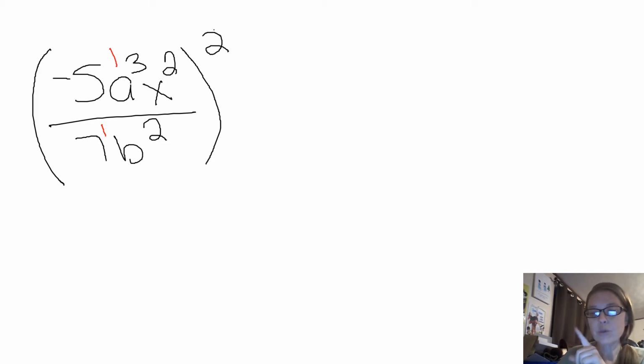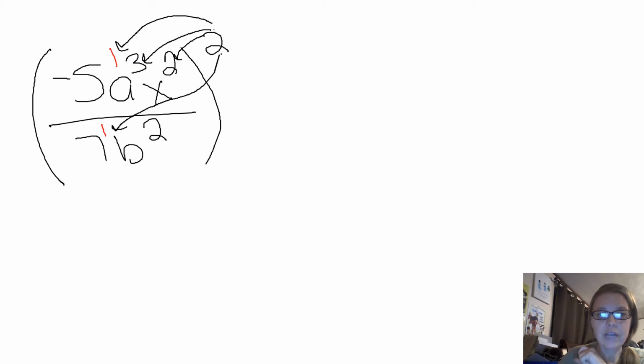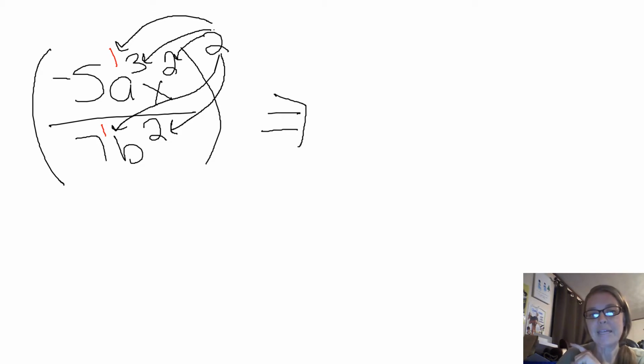Remember, power to a power, we multiply. So I'm going to just distribute this to every single part. I know that's a lot of arrows and kind of messy, but I'm going to distribute that exponent to every single piece in here. So what I'm going to have now is -5. Guys, that negative is also being squared. So I'm going to put that in a parenthesis by itself to keep that negative with the 5.